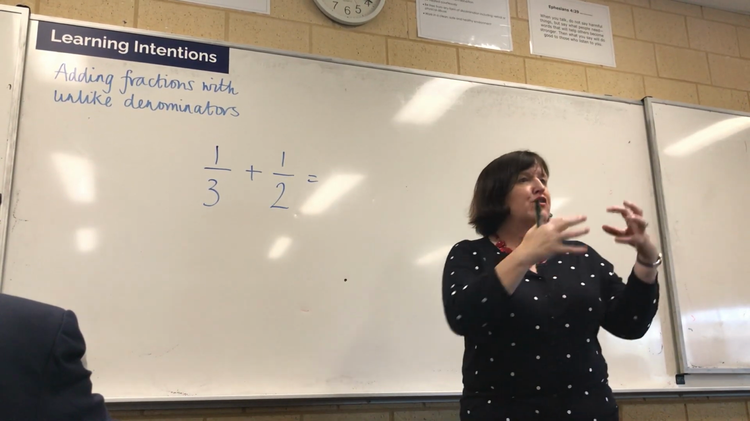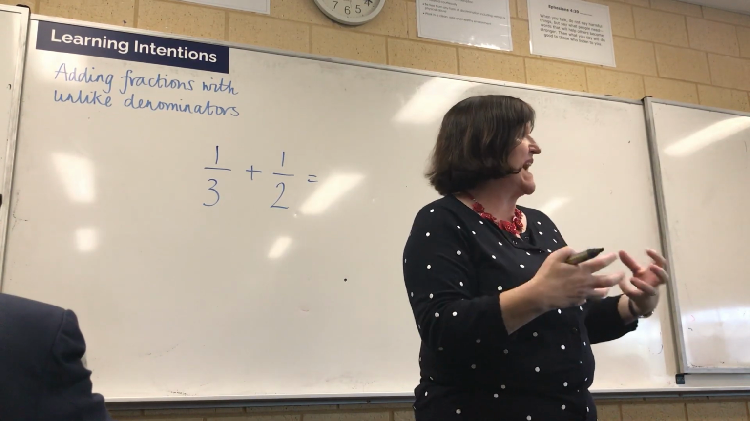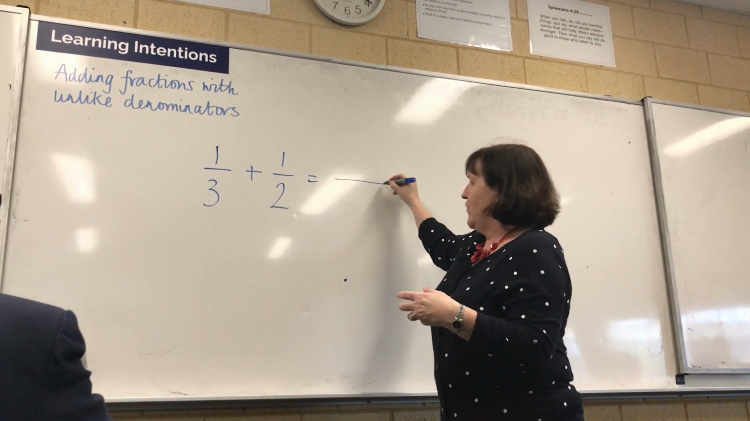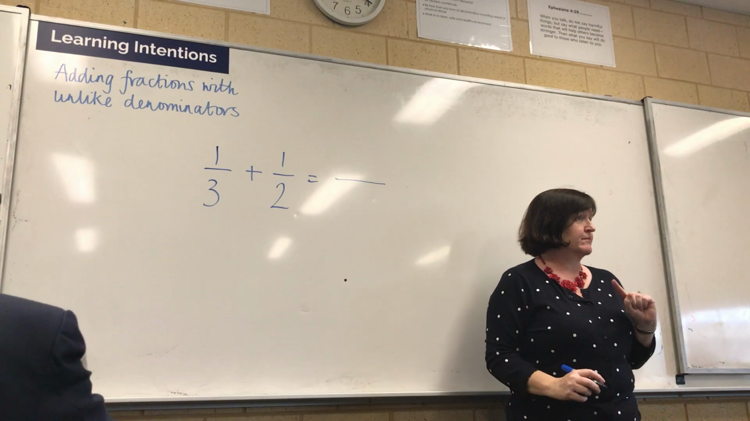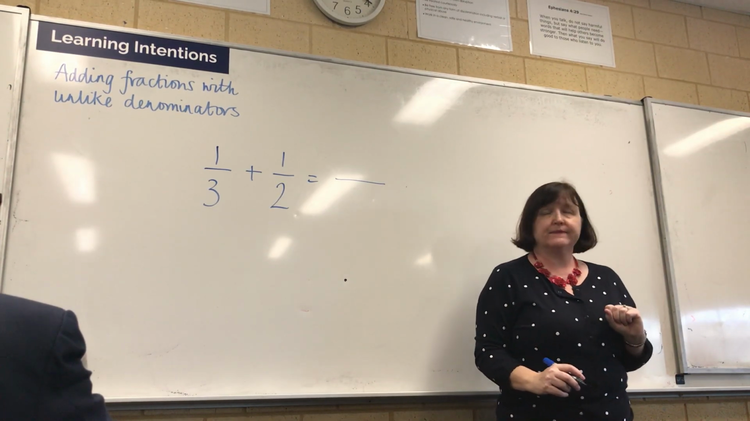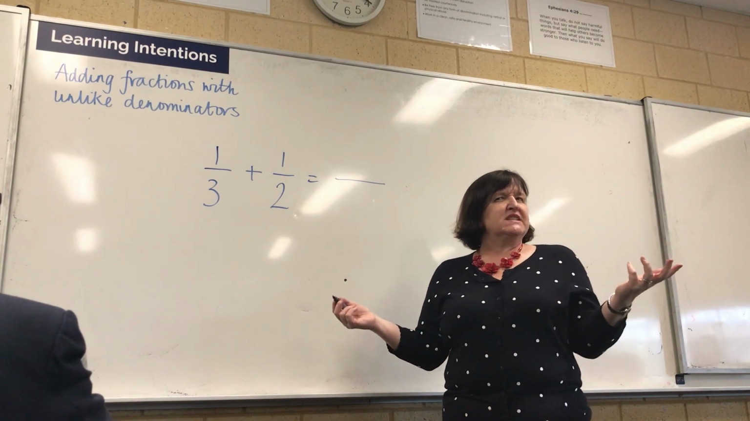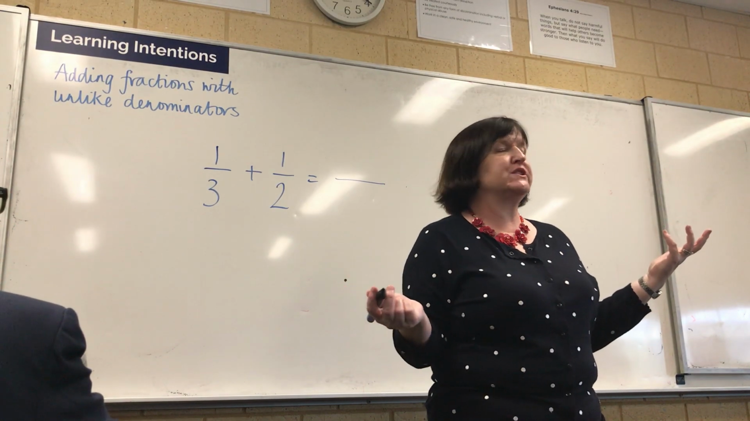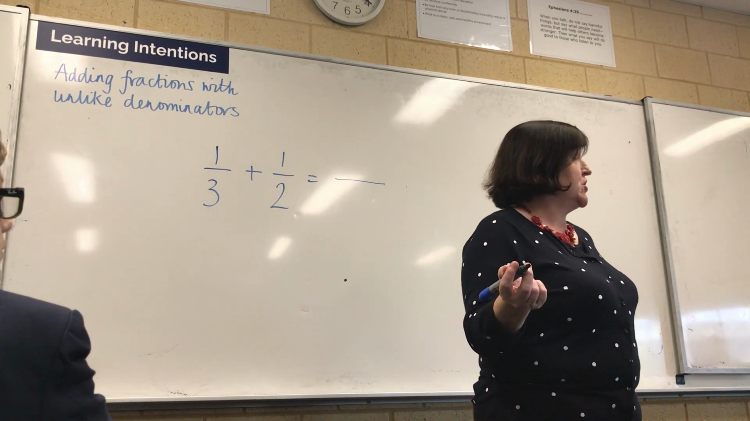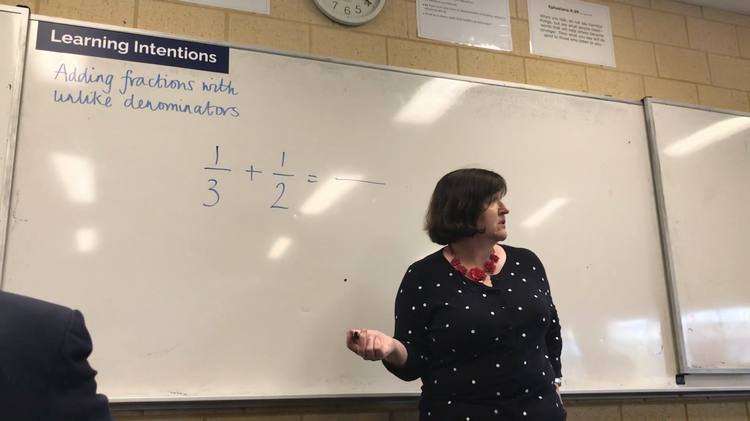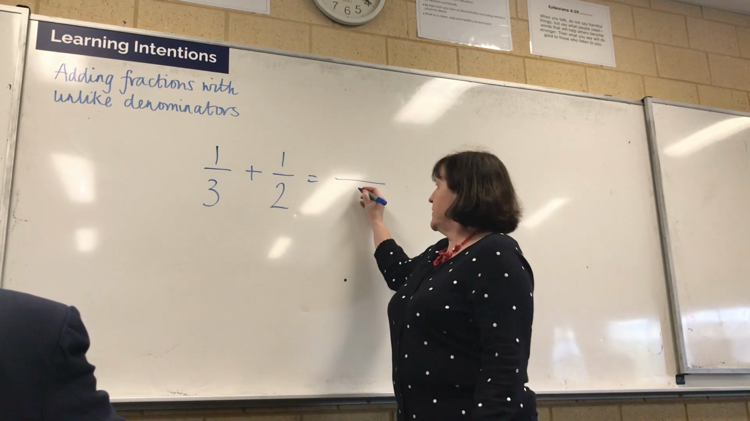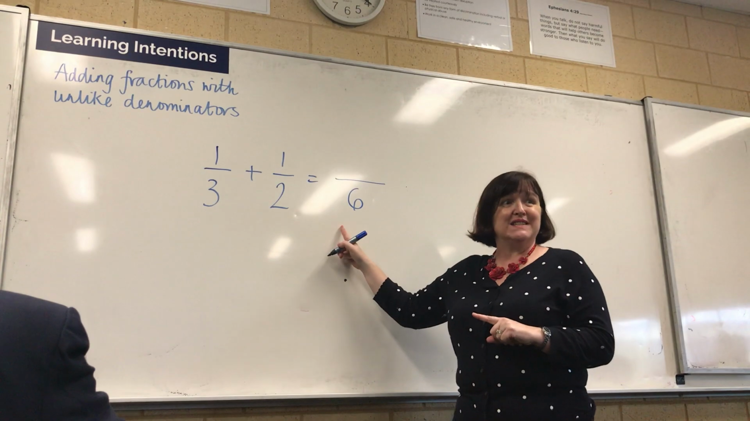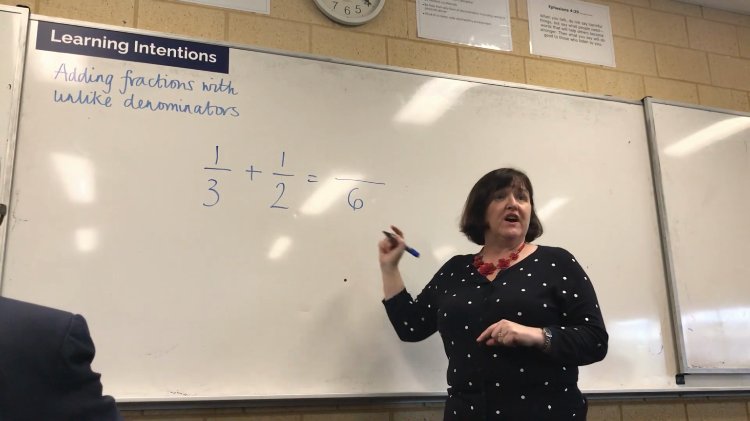We need to make the thirds and the halves into the same thing so that we can add them together. That means we need a new denominator. Can anyone give me an idea of what that new denominator might be, and how we do it? Brianna? 6. The new denominator is 6. How did you work that out? Because 3 and 2 both go into 6. Very good. So the new denominator is 6, because 3 divides into 6 and 2 divides into 6.